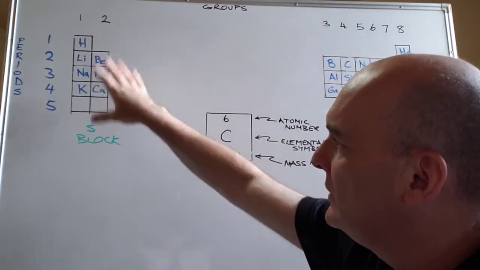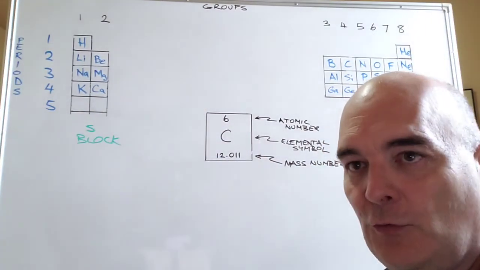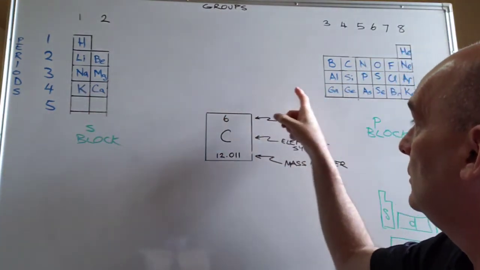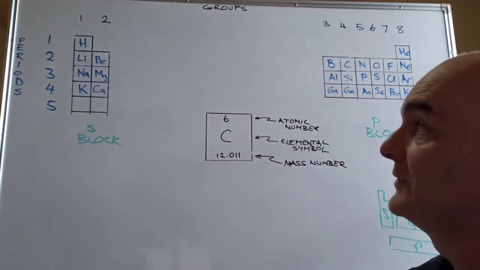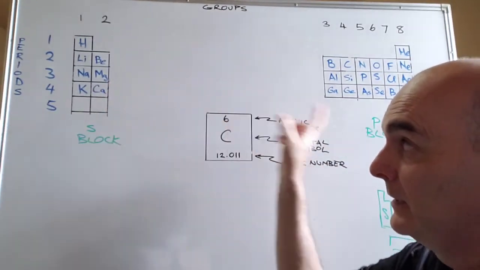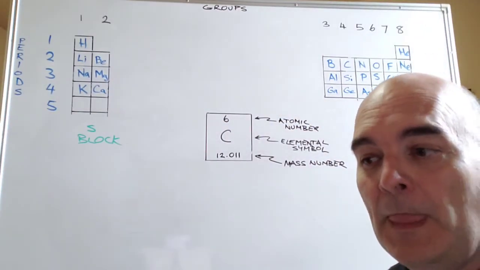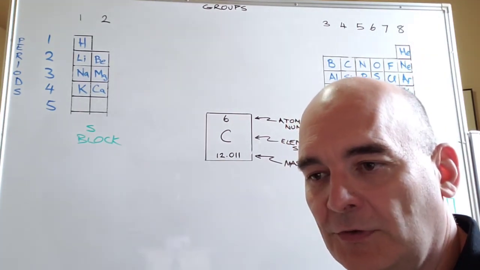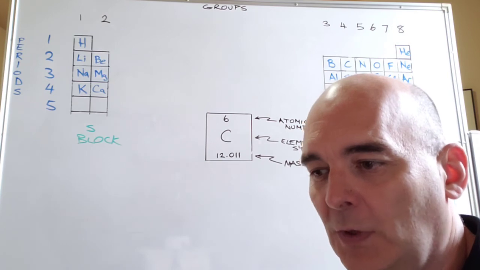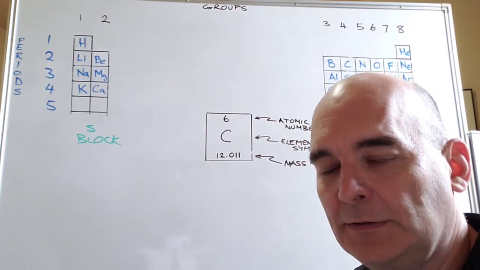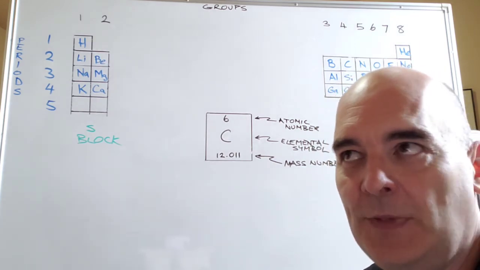So, everything that is a vertical column is called a group. And everything that is a horizontal row is called a period. Groups are vertical, periods are horizontal. So that's like having a set of coordinates: if somebody tells you a group number and a period number, you could locate where that atom is.